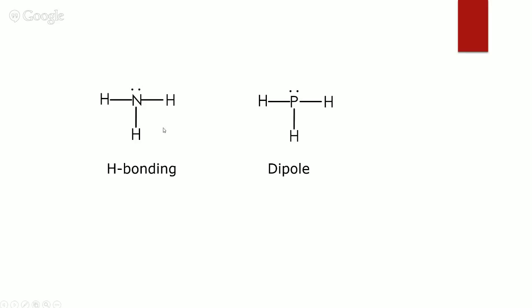So of these 2, we would predict ammonia to have the stronger intermolecular force, so it should have the higher boiling point or melting point. And if you actually look them up, yeah, ammonia's boiling point's around 240 Kelvin. Phosphine's a little lower, it's 185. So yeah, ammonia, the one with the stronger intermolecular force, does have the higher boiling point.